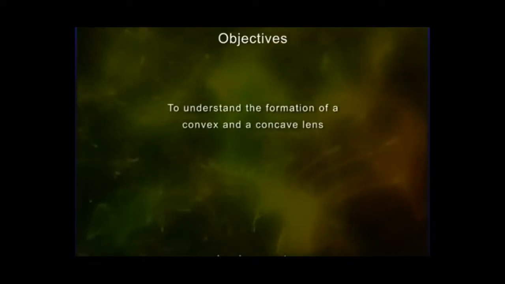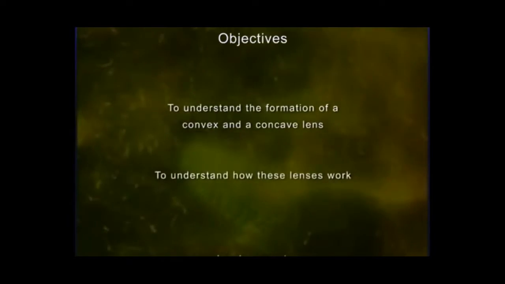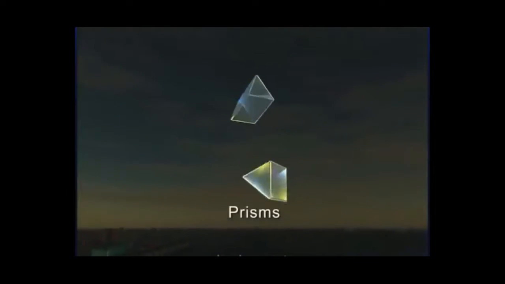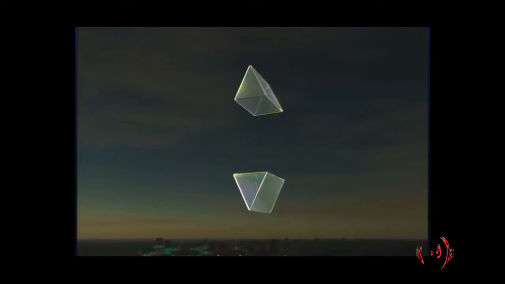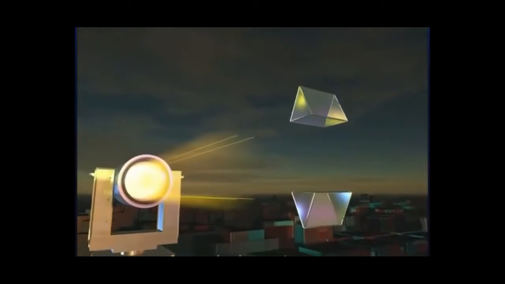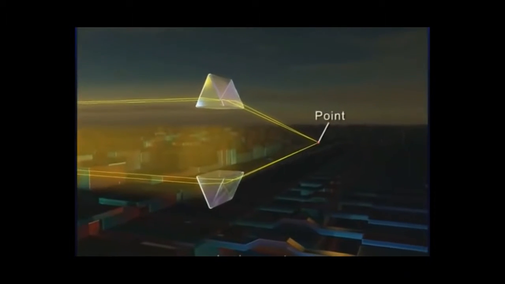Lenses. Objectives: to understand the formation of a convex and a concave lens, and to understand how these lenses work. Convex lens. Arrange two prisms so that their rectangular rough surfaces are facing each other. Parallel rays incident on the prisms emerge on the other side after refraction and intersect at a point.